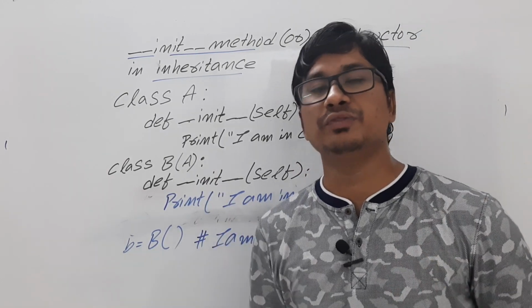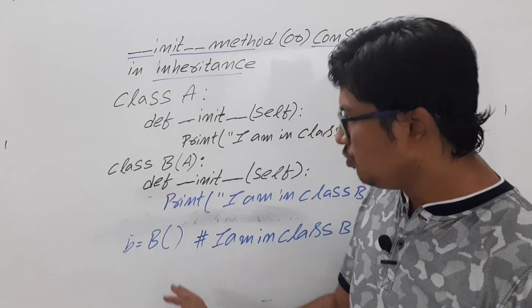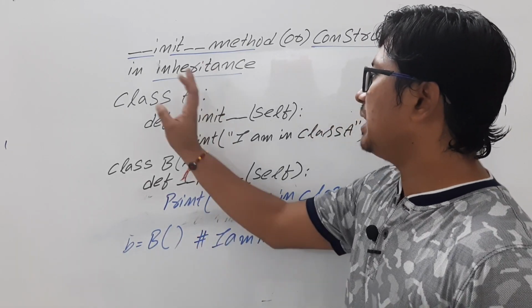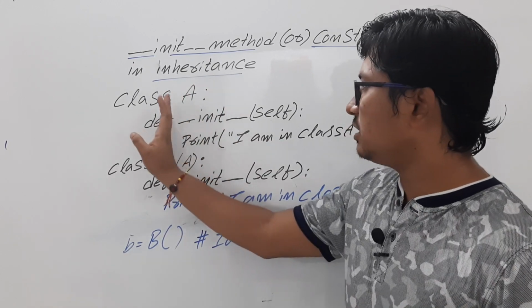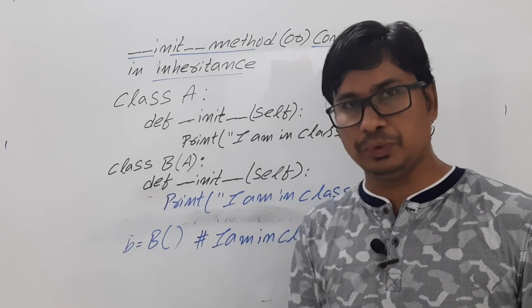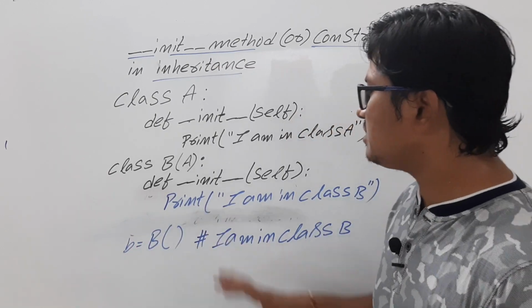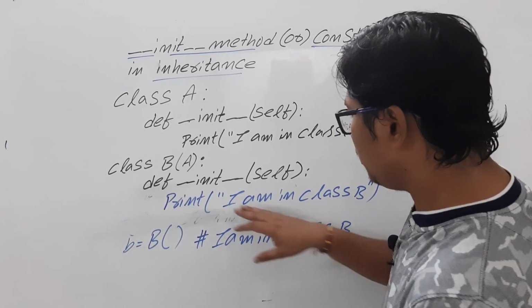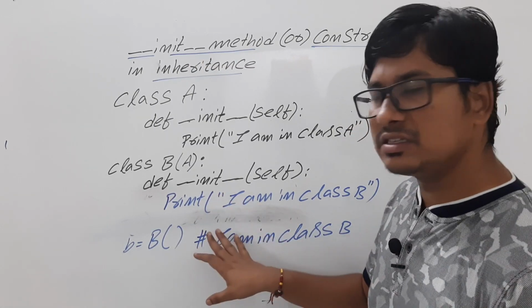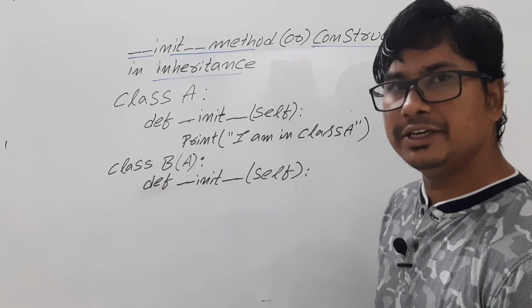Now a lot of students will have another doubt. Sir, I want to invoke both the init methods, the init method in class A and also in class B. I want to get the output. Python supports that also. How, I will discuss for you. To discuss that, let me erase this content. Look here. In class B, you have the init method.